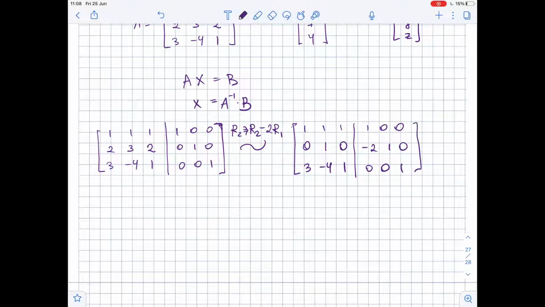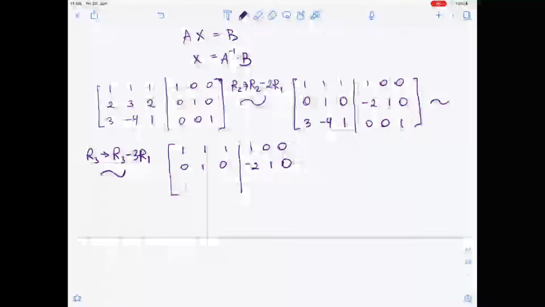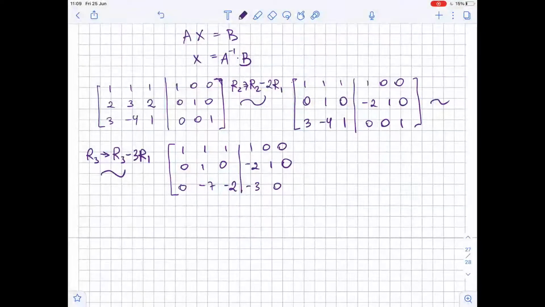Our next step is to multiply the first row by 3 and subtract it from the third row. So the third row becomes R3 minus 3 times R1. So our matrix will look like this. First two rows are the same. And for the third row, we have 0, negative 7, negative 2, negative 3, 0, 1.